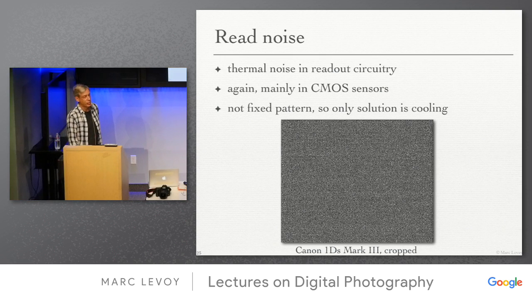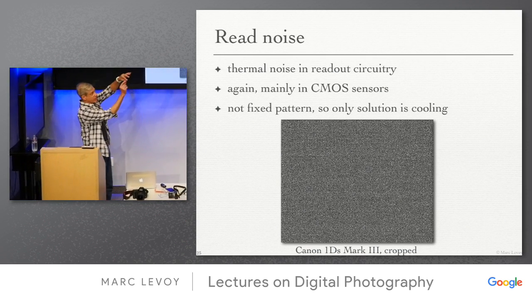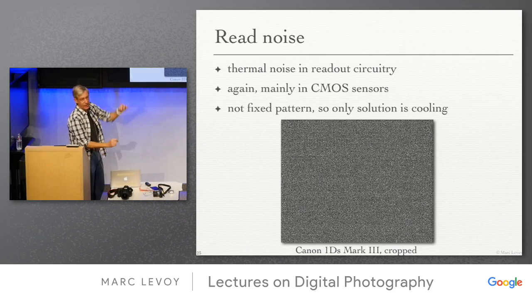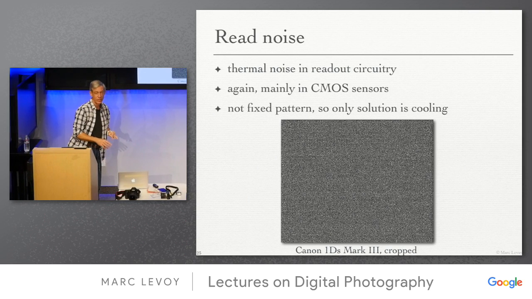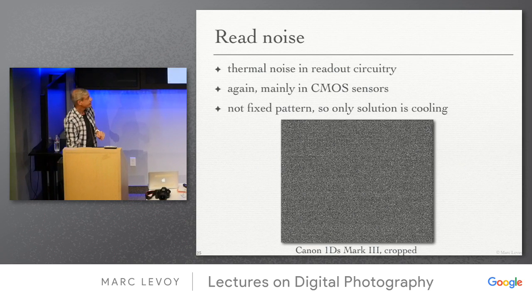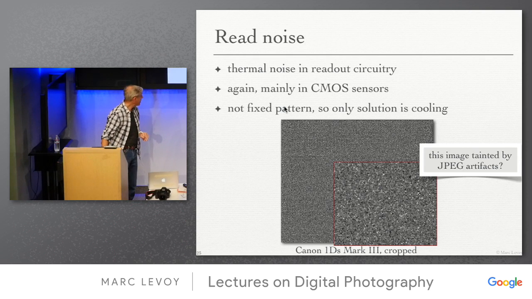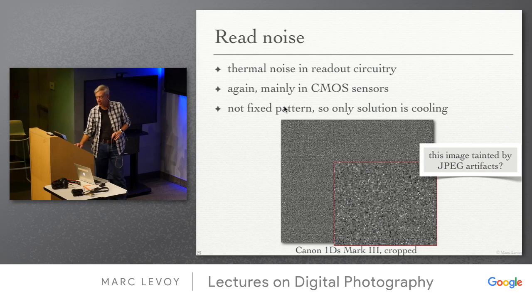Last one is read noise. So that's thermal noise in the readout circuitry. So in a CMOS sensor, the voltage goes down a line and then goes into this analog to digital converter. All of those will have electronic noise, all of that circuitry. And so it's not a fixed pattern, and the only solution then is cooling. So this website was generally pretty good, but I don't believe this image. I see what looked like JPEG artifacts on that image.